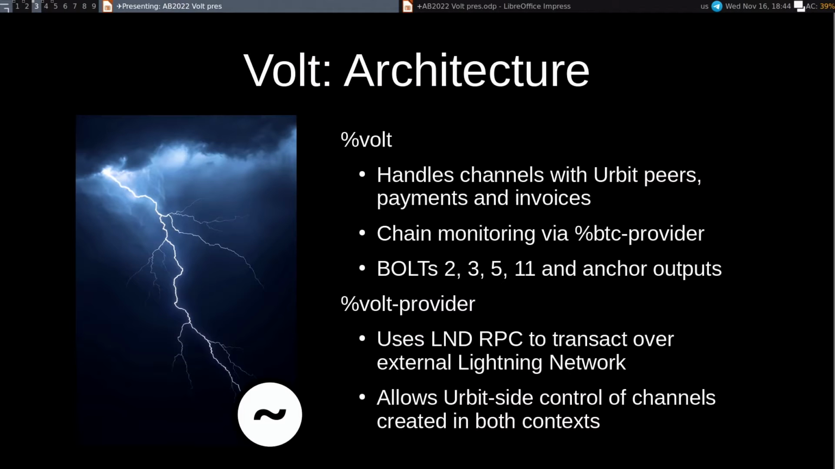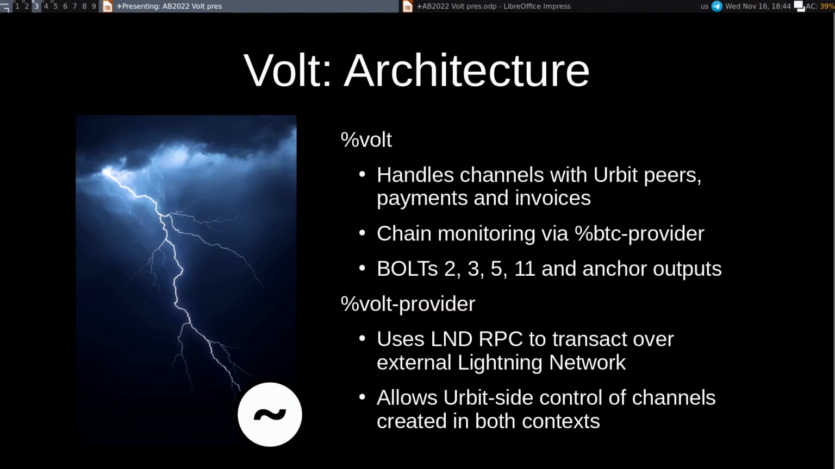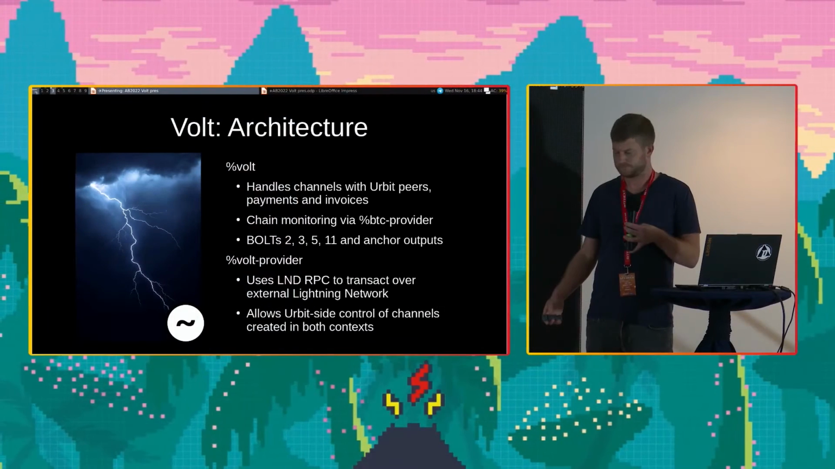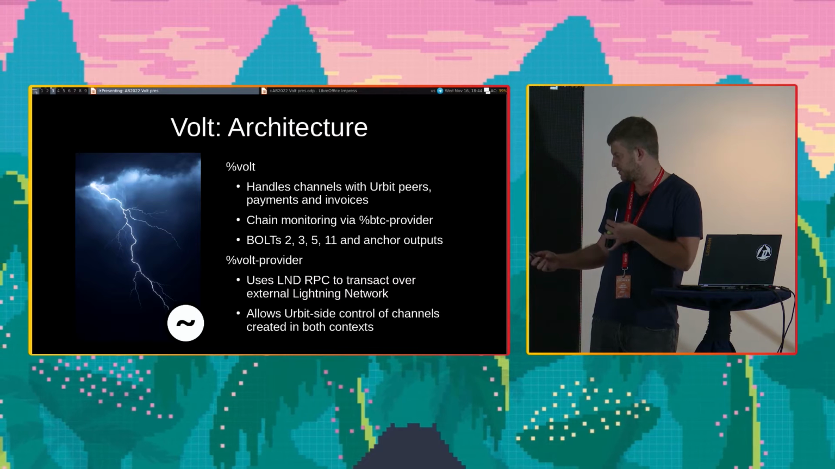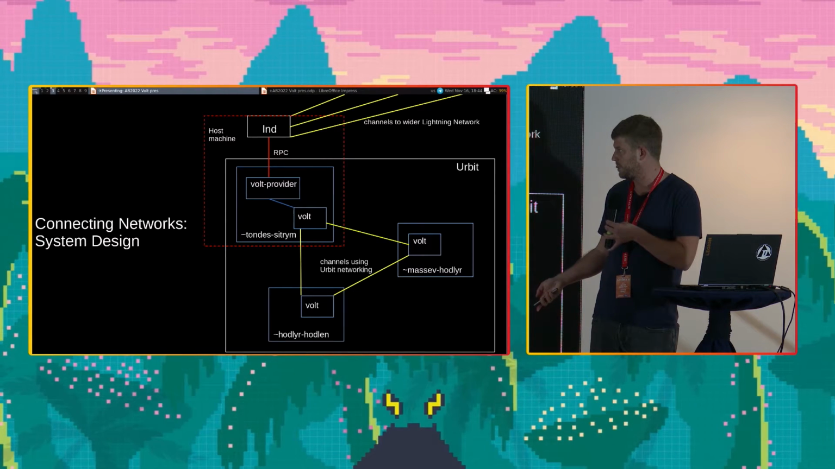So with Volt Provider, everyone who is running Lightning on Urbit runs Volt. Some people run Volt Provider and are also running LND on the machine that is hosting their Urbit. So here's an example of that architecture.